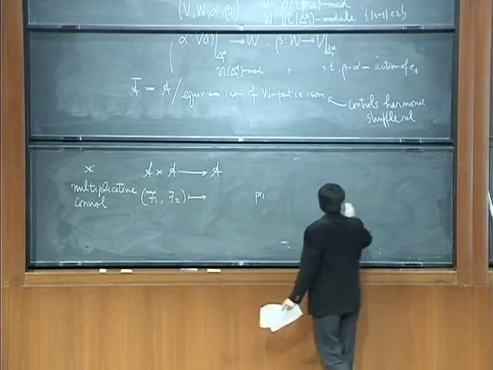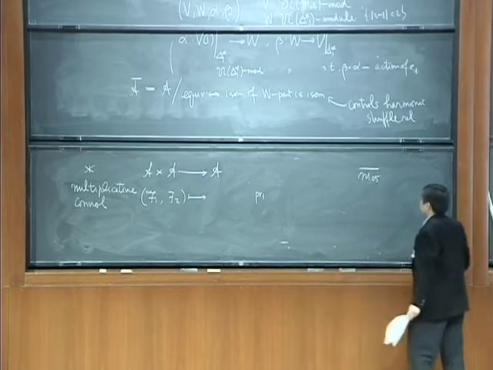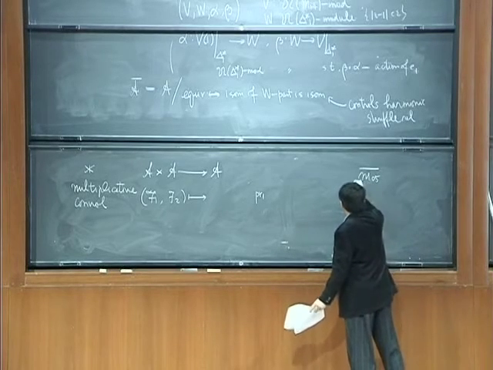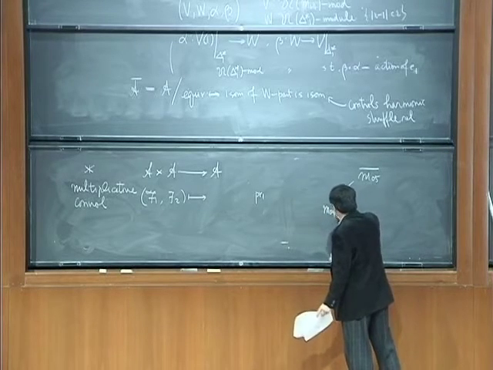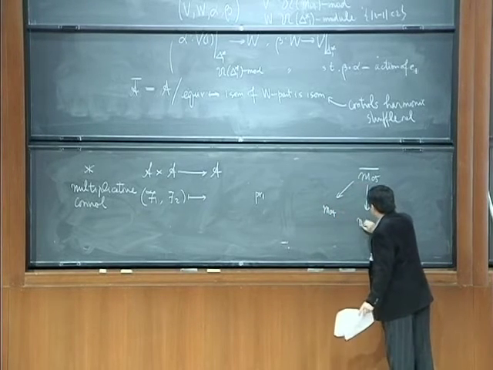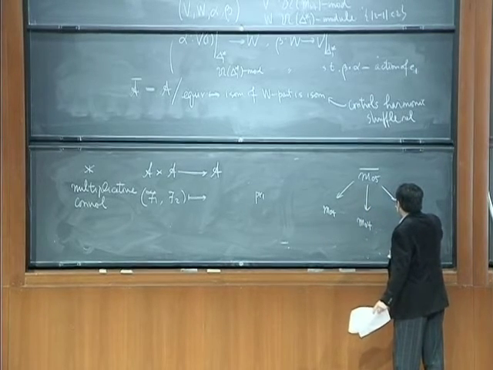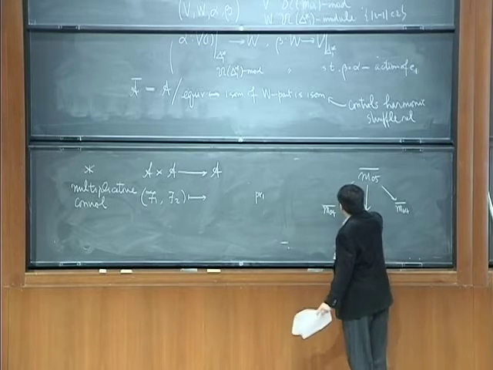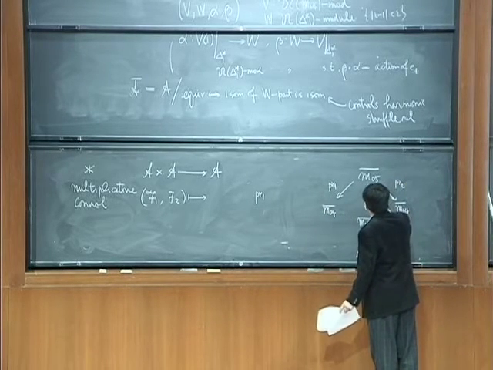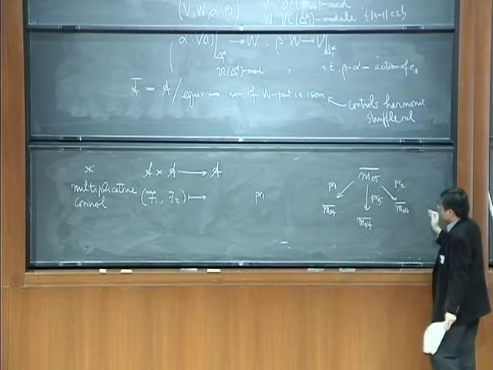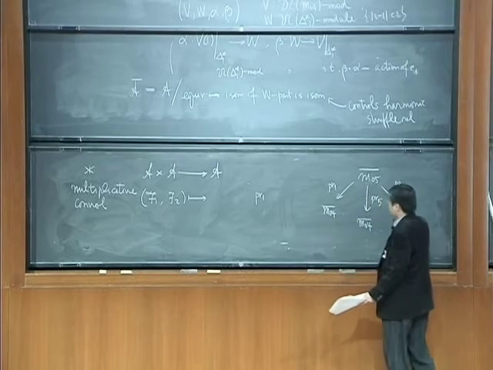So there is M05, there is a stable compactification of M05, and there are projections to M04. There are altogether five projections from M05 to M04 by forgetting one point, but we consider three of them: the first projection, the second projection, and the fifth projection.